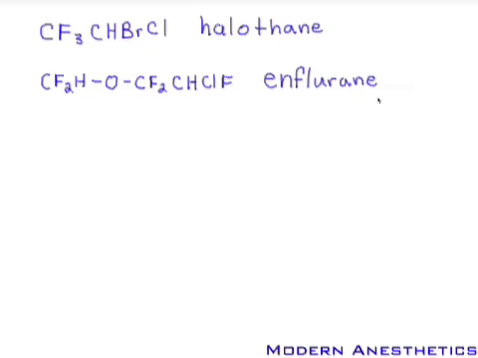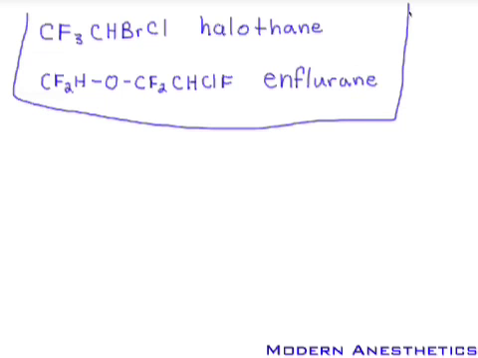Now, a local anesthetic is an anesthetic that blocks nerve impulses locally. This is commonly used in dental work. An example of this would be the molecule novocaine. Now, I expect you to know halothane and enflurane. You must know those. What I'm giving you now is really just for interest's sake.